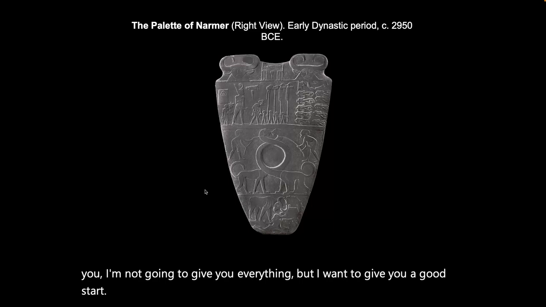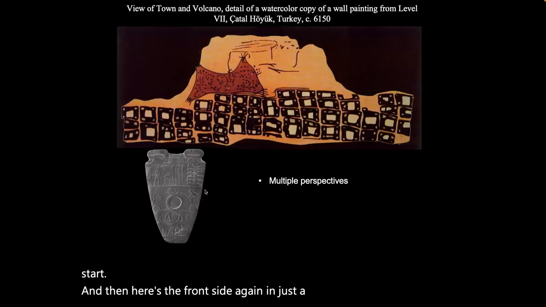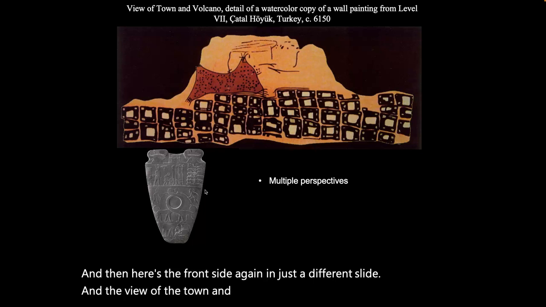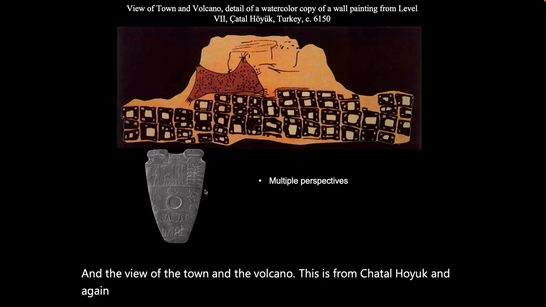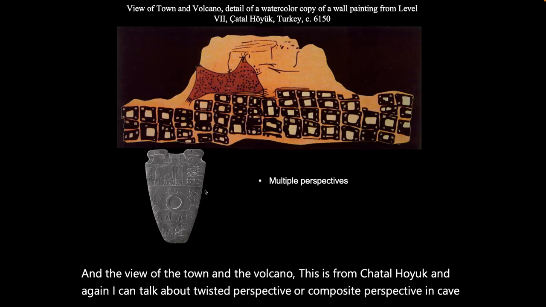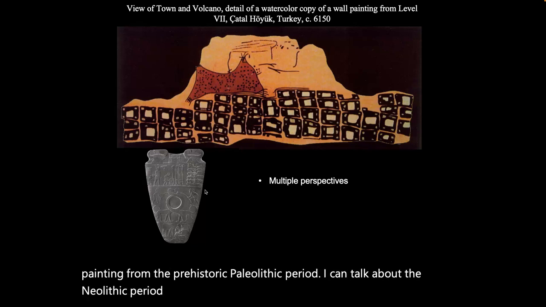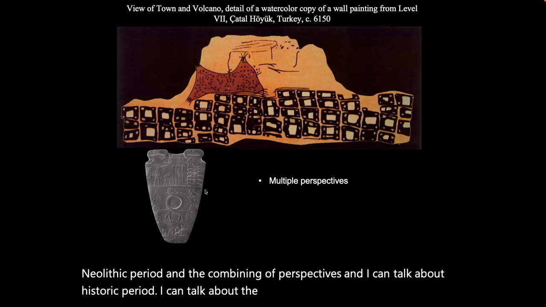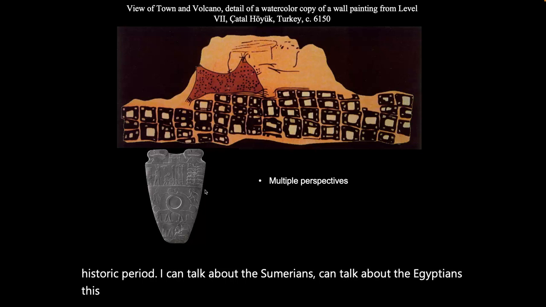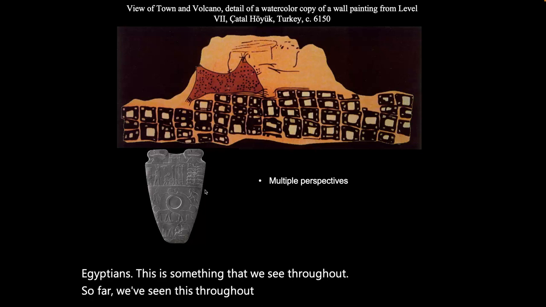And then here's the front side again in just a different slide. And the view of the town and the volcano, this is from Çatalhöyük. And again, I can talk about twisted perspective or composite perspective in cave painting from the prehistoric Paleolithic period. I can talk about the Neolithic period and the combining of perspectives, and I can talk about a historic period. I can talk about the Sumerians, or I can talk about the Egyptians. This is something that we see throughout. So far, we've seen this throughout, so something to keep in mind.